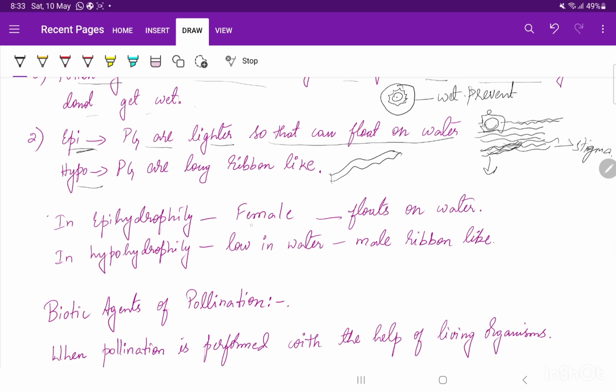In epihydrophily, the female flower will float on the water, and the male, which comes through the currents of water, falls on the female to promote fertilization. But in hypohydrophily, they are low in water, and the male is ribbon like and moves with the water currents and falls on the stigma. I hope it's clear.